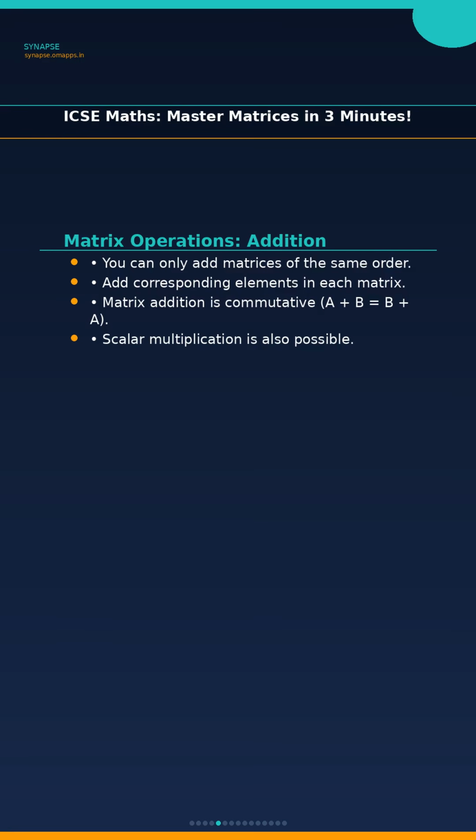First, addition. You can only add matrices that are the same size. Just add the numbers in the same spots. And here's a cool fact. It doesn't matter which way you add them, A plus B is the same as B plus A.